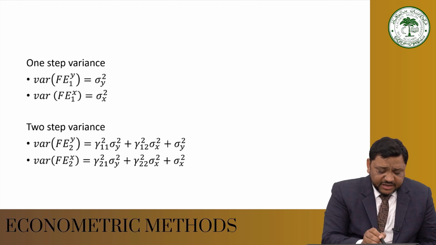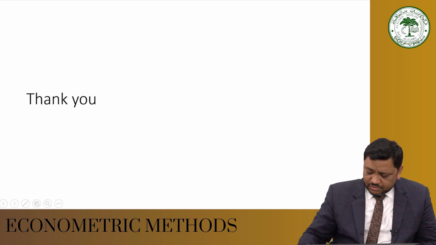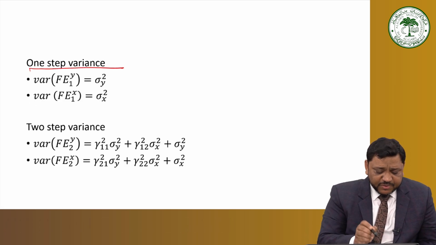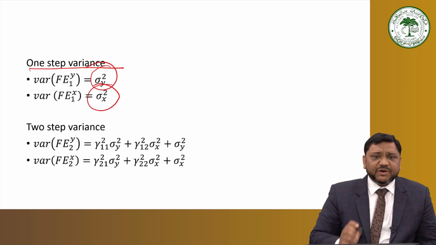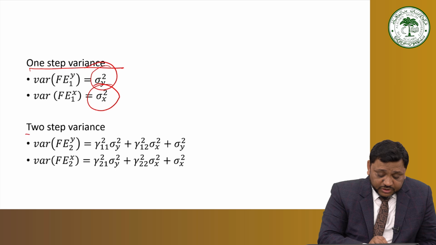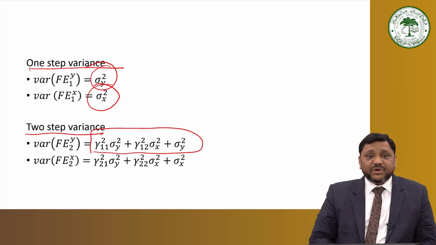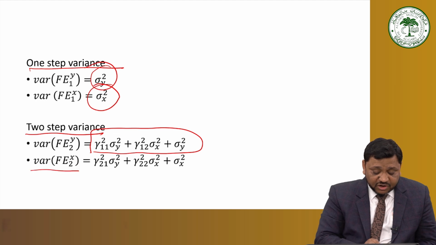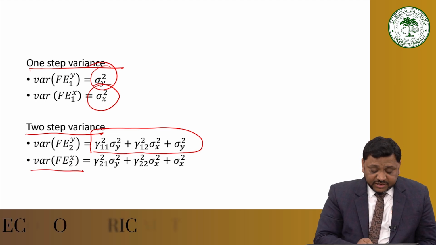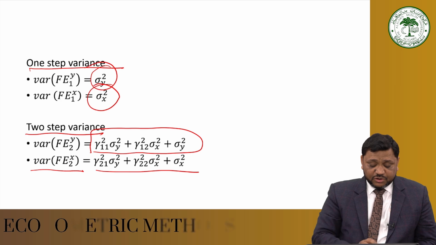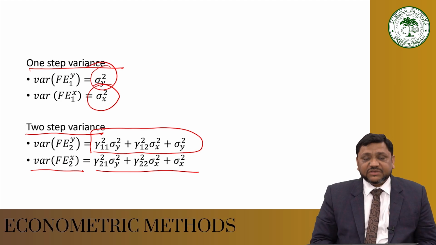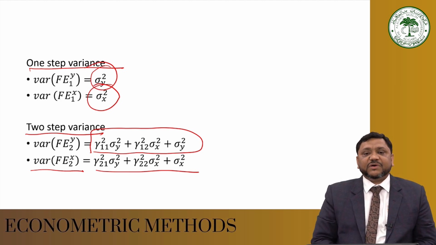So we can quickly say that in the first step the variance was sigma square y and sigma square x. And when we go to the two-step variance, it is gamma 11 square sigma y square plus gamma 12 square sigma x square plus sigma y square, and the variance of the forecast error at two steps is equal to gamma 21 square sigma y square plus gamma 22 square sigma x square plus sigma x square.